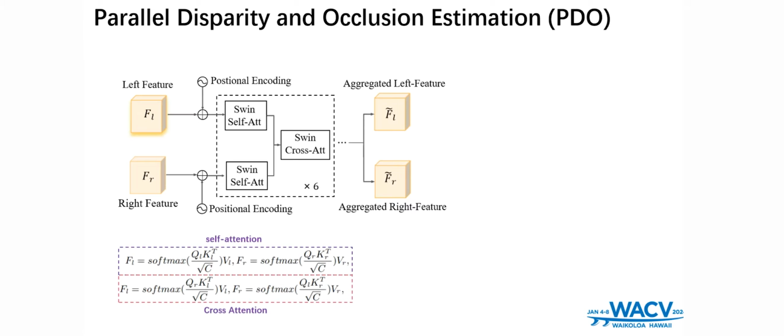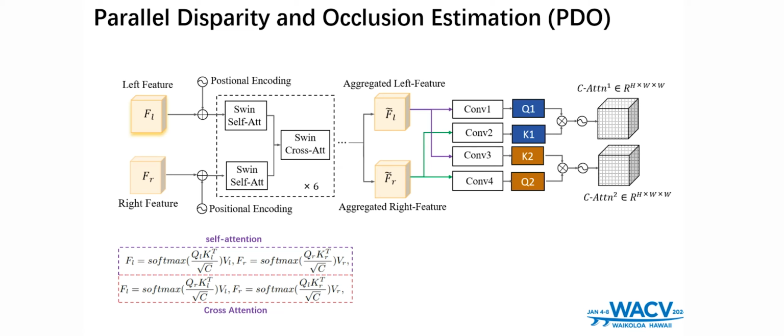Next, we will briefly introduce how the partial disparity and occlusion estimation module, the PDO module, works. Firstly, we use the self-cross-alternating module to extract global context information and positional bias. The alternating self-cross-attention modules can fully aggregate the information of the left and right features, resulting in more representative and distinguishable features. After that, we conduct partial cross-attention between the left features and right features and get two cross-attention matrices, C-attention1 and C-attention2. Finally, we regress the initial disparities and occlusion mask using the given formula below.